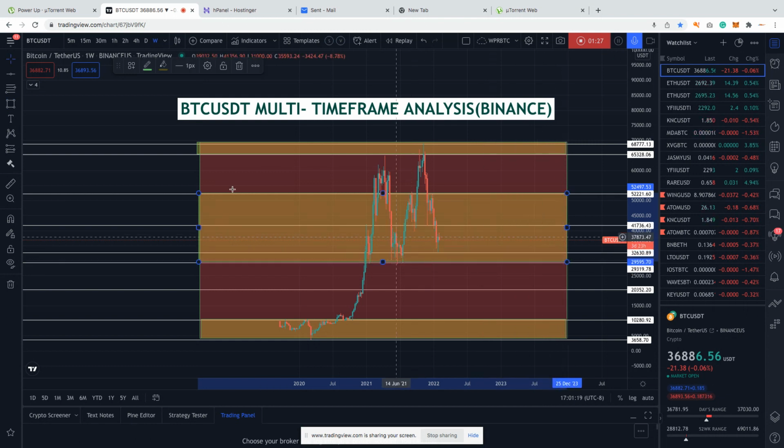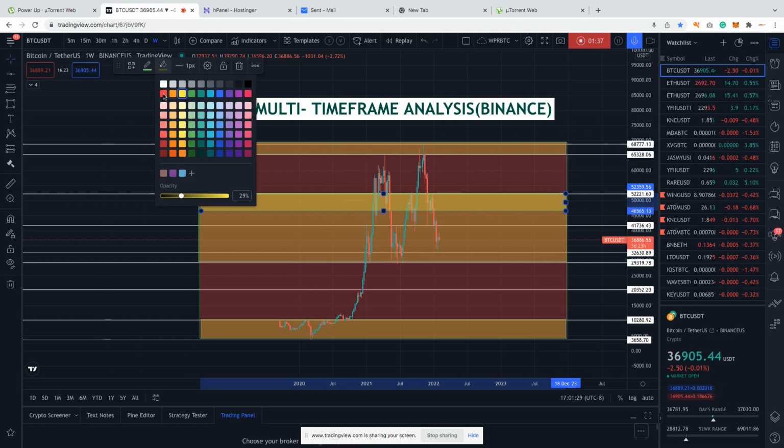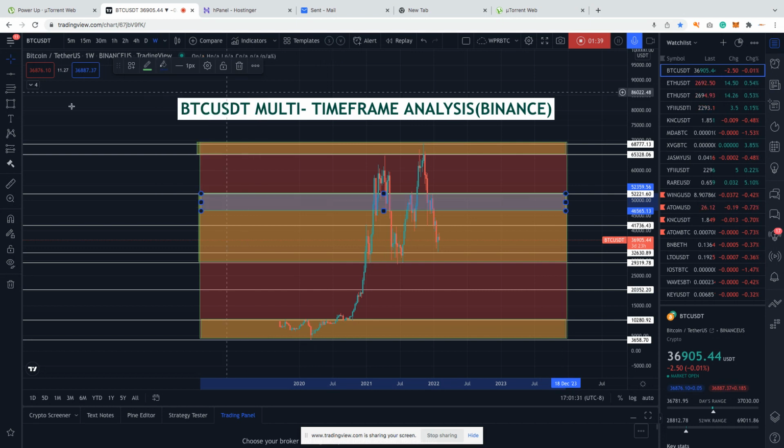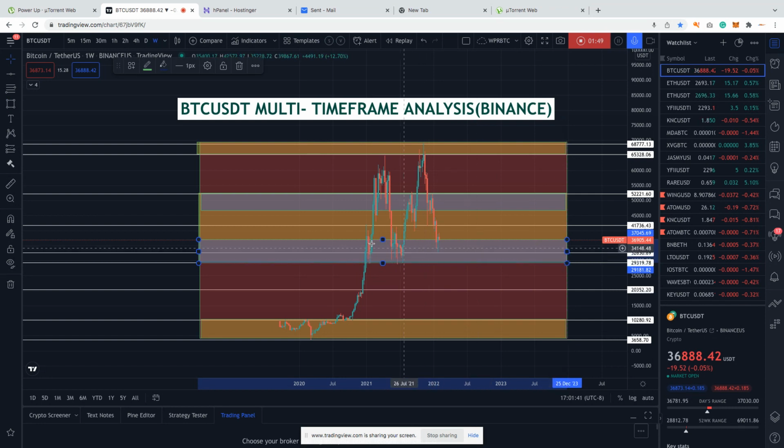So this is the box strategy. So what I've done is try to get the most important areas of my chart. So that is a very important area. That's the supply area, and this is the obvious demand area, right? So we see price is currently within a very important area.